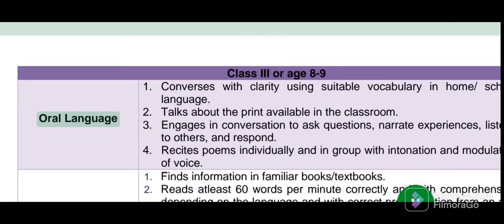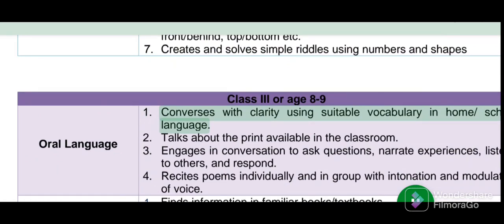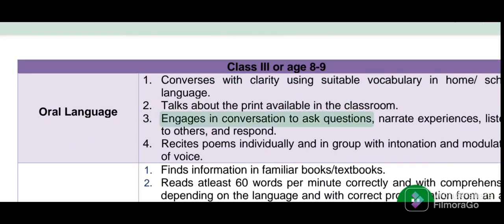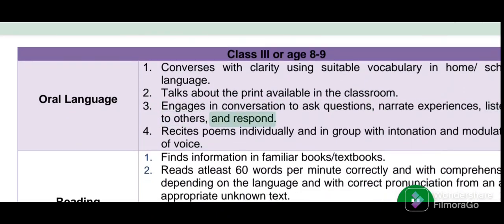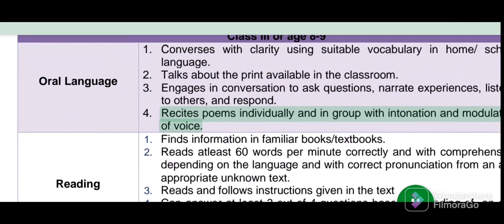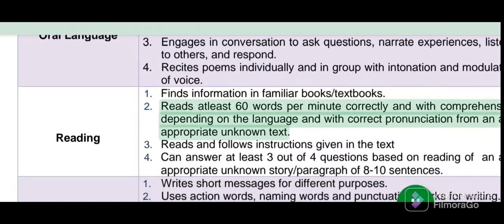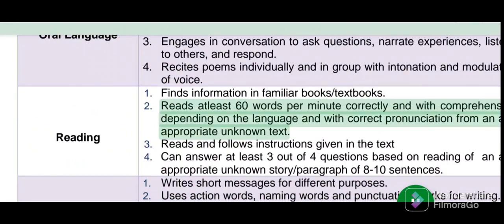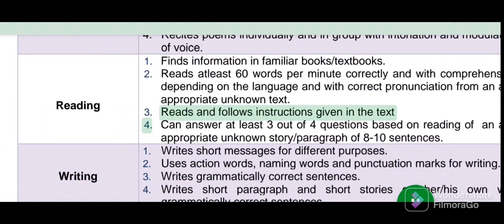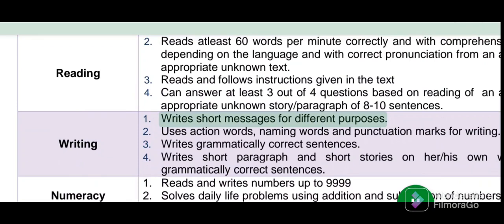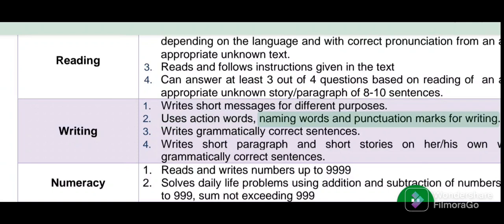Class 3 or age 8 to 9. Oral language. 1. Converses with clarity using suitable vocabulary in home school language. 2. Talks about the print available in the classroom. 3. Engages in conversation to ask questions, narrate experiences, listens to others, and respond. 4. Recites poems individually and in group with intonation and modulation of voice. Reading. 1. Finds information in familiar books, textbooks. 2. Reads at least 60 words per minute correctly and with comprehension depending on the language and with correct pronunciation from an age-appropriate unknown text. 3. Reads and follows instructions given in the text. 4. Can answer at least 3 out of 4 questions based on reading of an age-appropriate unknown story paragraph of 8 to 10 sentences. Writing. 1. Writes short messages for different purposes. 2. Uses action words, naming words and punctuation marks for writing.